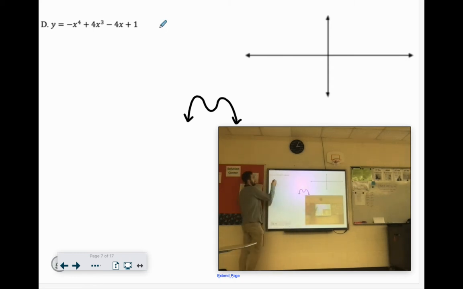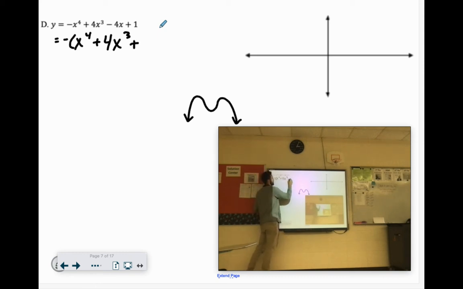We can factor out the negative. That gives us x to the fourth plus 4x to the third. Now I see that we don't have an x squared, so I'm going to say plus 0x squared, because we might have to do some synthetic division here.